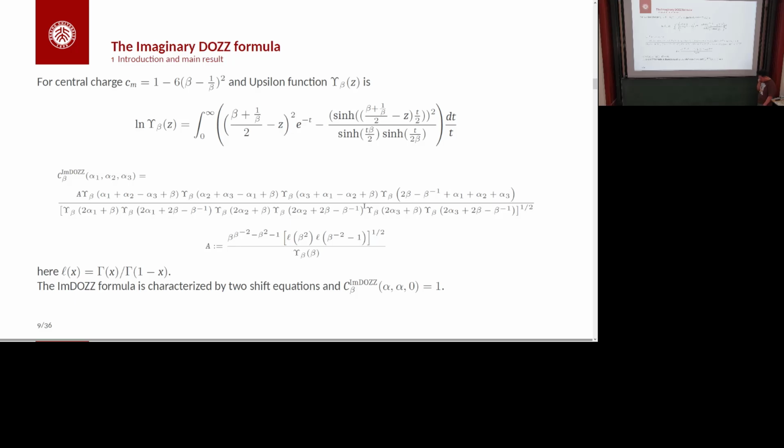Okay, so what is the imaginary DOZZ formula? In the last talk by Morris, he already showed the formula is given by the double gamma function with some renormalization given by this one. It's a super complicated formula. And the normalization guarantees that if you put one insertion to be 0 and the other two are the same, it gives you 1. You can compute this by meeting this condition, by fixing this A here.